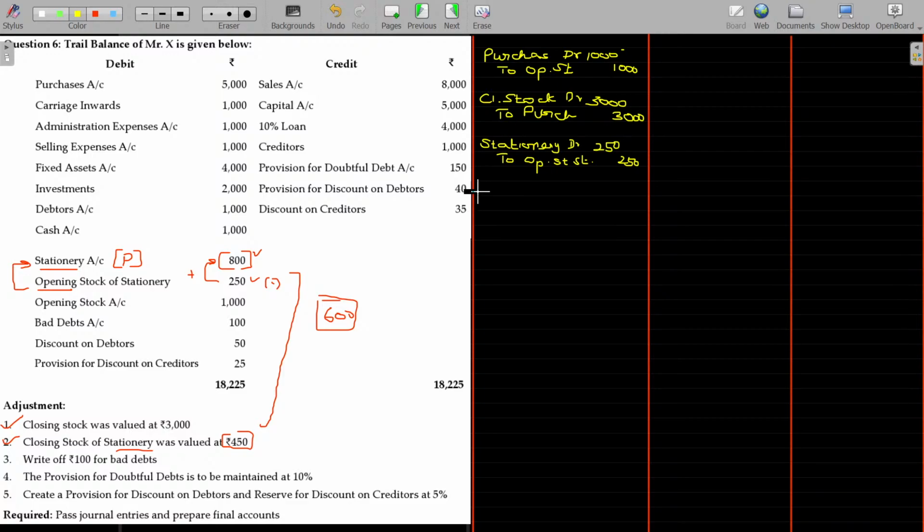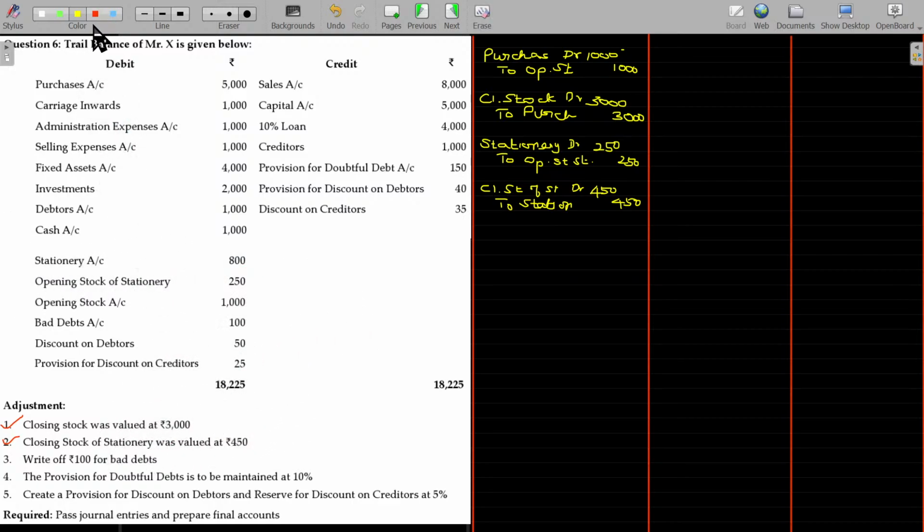And for the closing stock, the entry is: closing stock of stationery account debit to stationery account. This value being 450. Is that clear? Now we have handled the adjustment entry for the stationery.